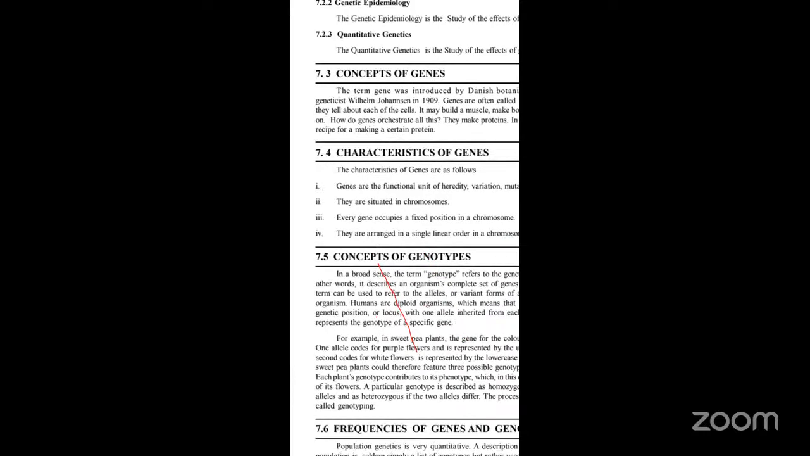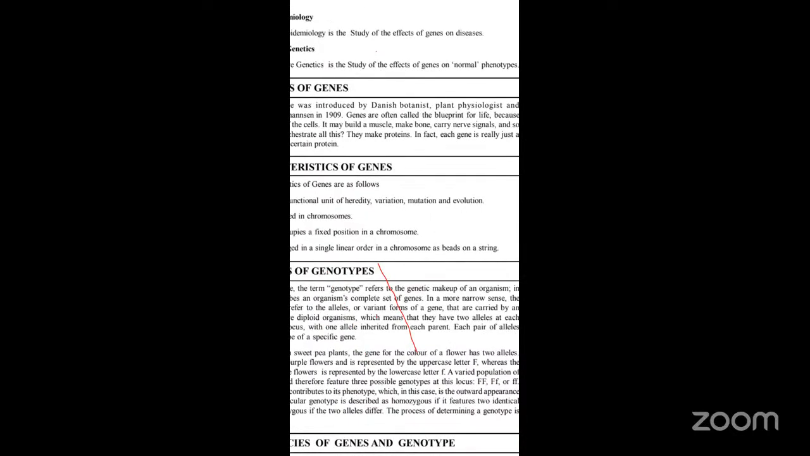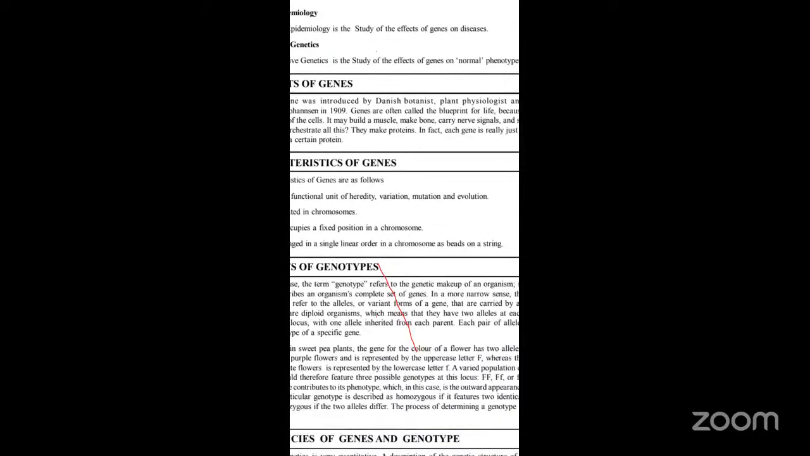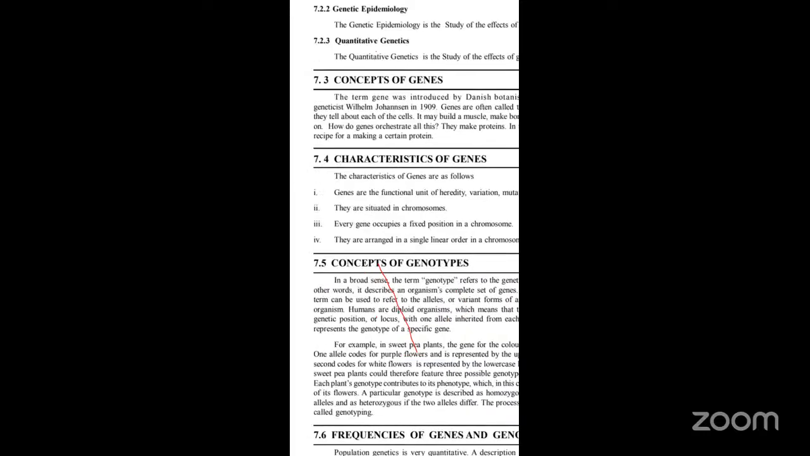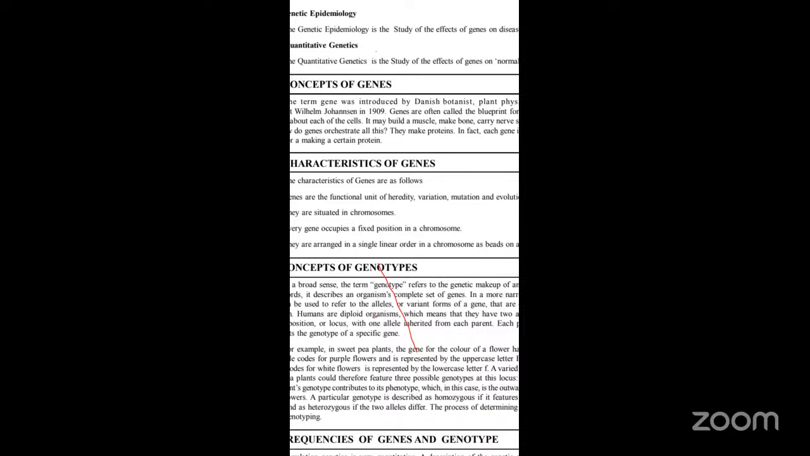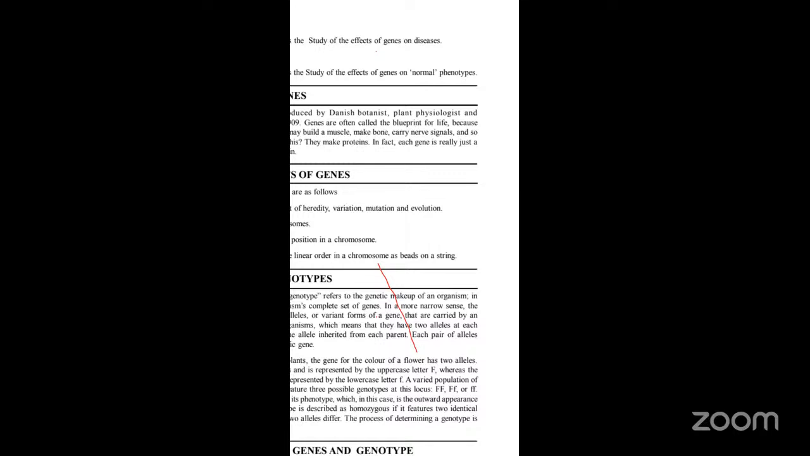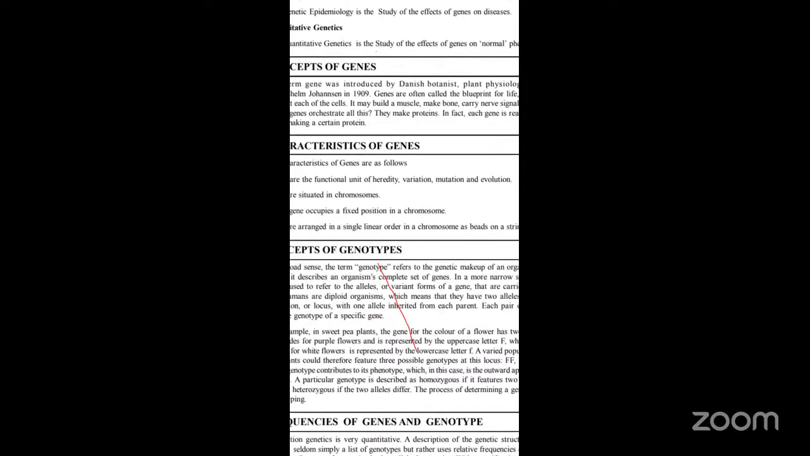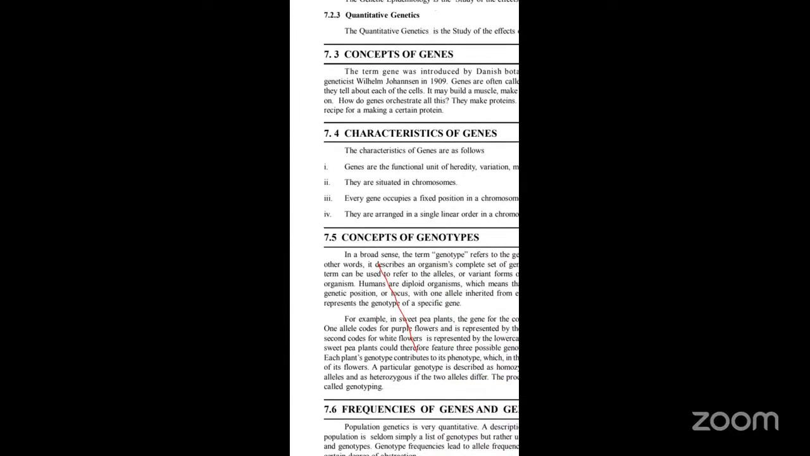The concept of genes. The term gene was introduced by the Danish botanist, plant physiologist, and geneticist Wilhelm Johannsen. Genes are often called the blueprint of our life because they tell each of the cells what to do. It may build a muscle, make bone, carry nerve signals, and so on. How do genes do all this? They make protein. In fact, each gene is really just a recipe for making a certain protein.